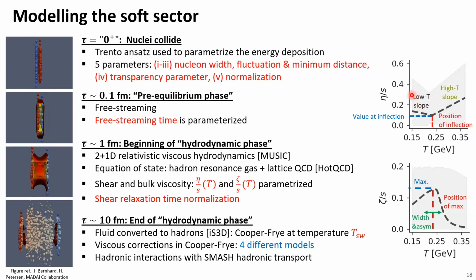So here we use a slope at low temperature, a slope at higher temperature. We have an inflection point, and we vary this value at the inflection point. So we had a very flexible parameterization of shear viscosity. And for bulk viscosity, we have a very different parameterization, which again is inspired by theoretical calculation, which suggests that bulk viscosity would have a peak somewhere in the deconfinement region. So we varied the value of this peak, the width of this peak, whether this peak is symmetric or not.